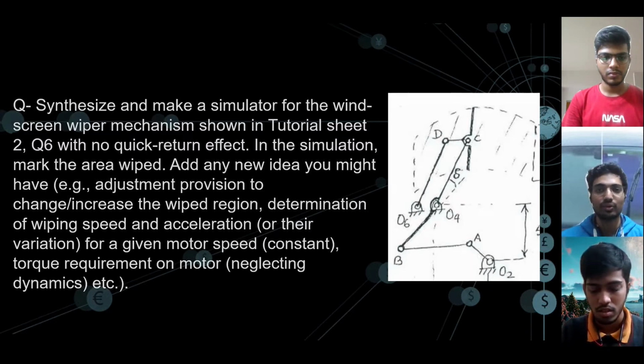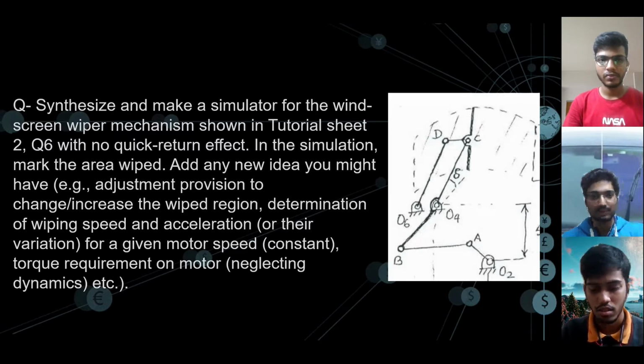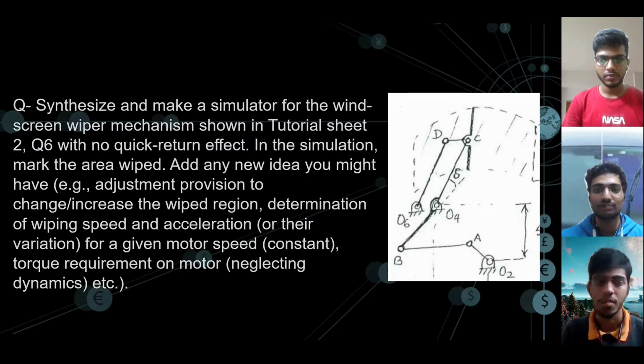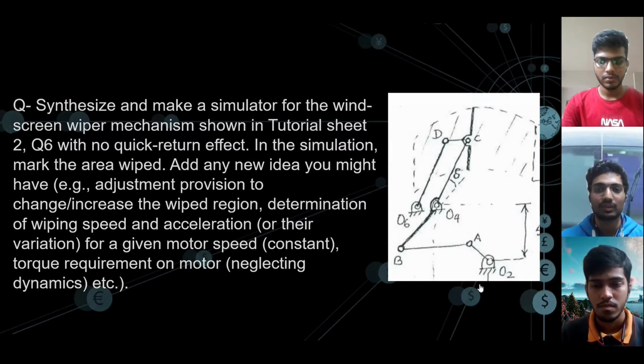So let's suppose a 4R mechanism system. Let's say there are 4 points A, B, C, and D. Let's suppose these are L1, L2, L3, and L4. L4 is grounded. So the equation for no quick return effect is L1 square plus L2 square equals L3 square plus L4 square. For the simulation, we have used Fusion 360.